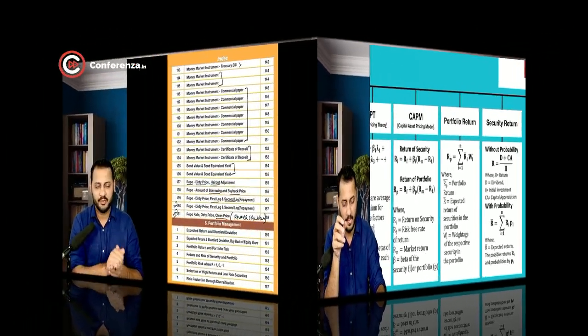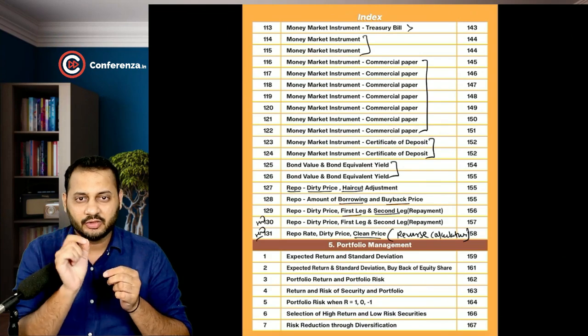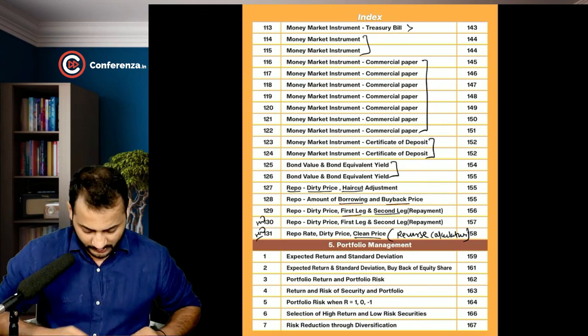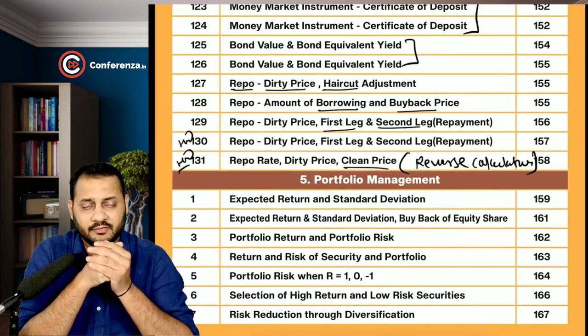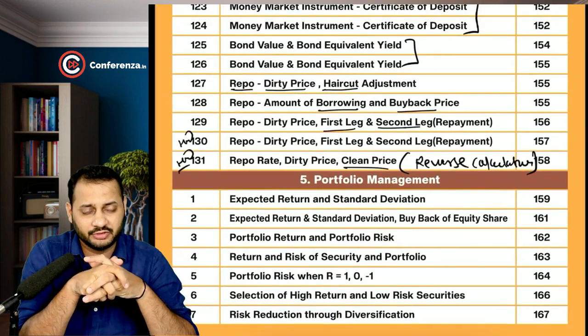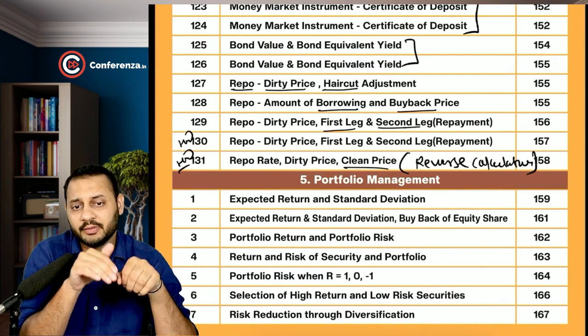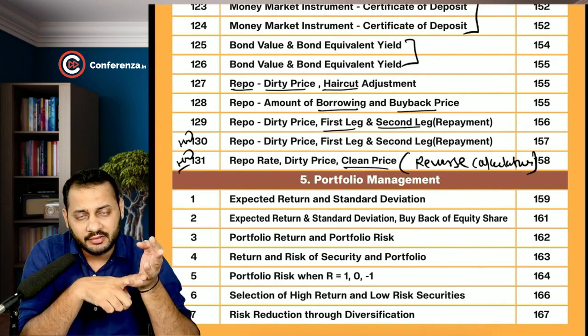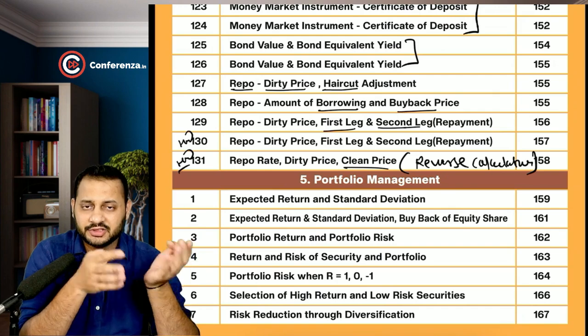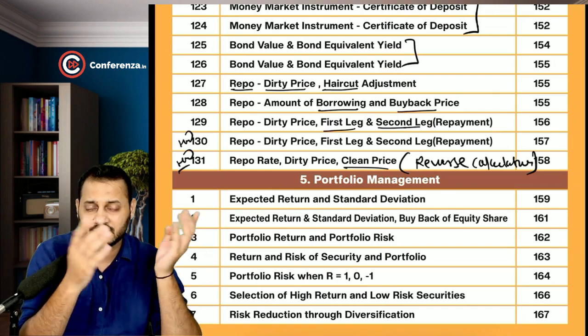So welcome back after the break, and now we are going to start with the new concept, that is the capital asset pricing model. So let's first look at what types of questions and concepts we have already completed. We have completed the expected return of the single security and the standard deviation, portfolio return and the portfolio risk.